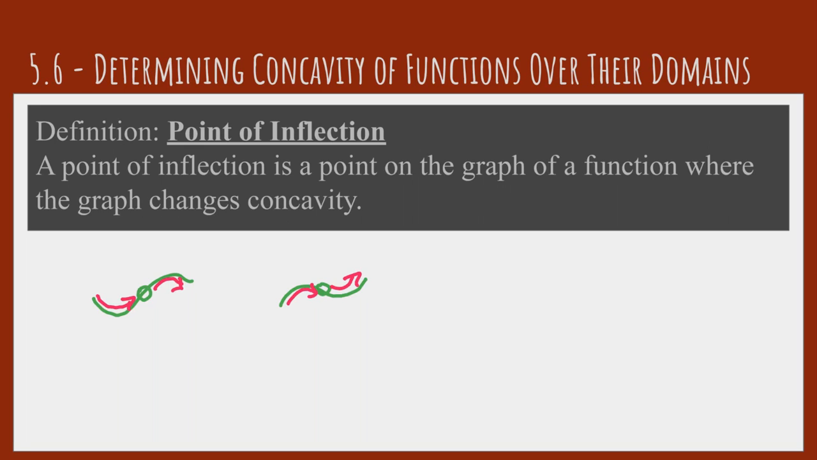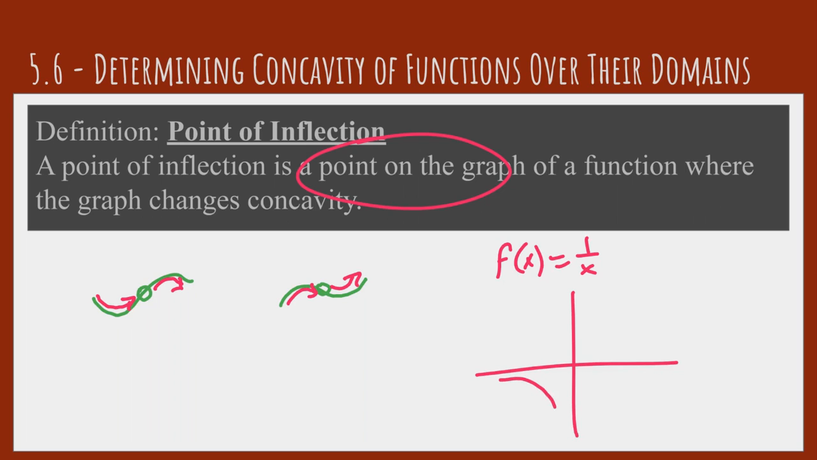Now, I mentioned that it has to be a point on the graph. There are going to be times where a graph might change from concave down to concave up. To give you an example, we can look at the function 1 over x. The function 1 over x is concave down to the left of x equals 0, and it's concave up to the right of x equals 0. However, at x equals 0, where the concavity changes from down to up, it's not a point of inflection because there's no point there. So we want to be careful that when we're analyzing concavity and we're specifically looking at points of inflection, the point of inflection actually has to be a point on the graph.